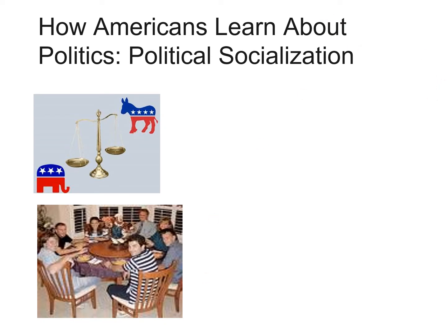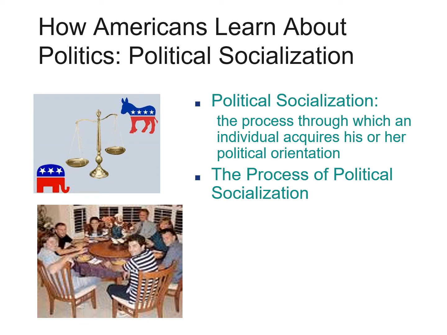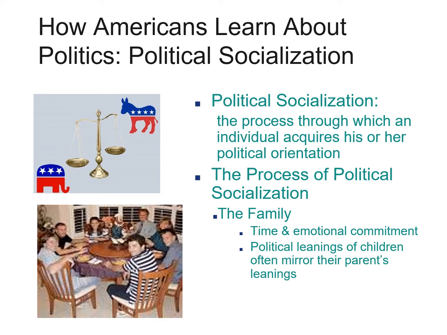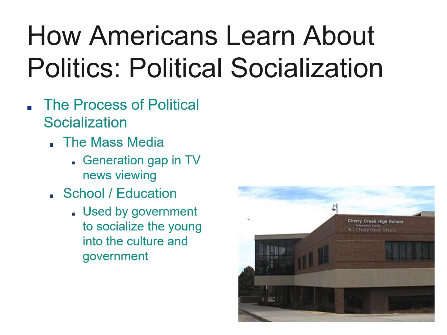So how do Americans learn about politics? Political socialization is the process through which an individual acquires his or her political orientation, and the process of political socialization includes the family, time and emotional commitment. Political leanings of children often mirror their parents'. And the process of political socialization is influenced by mass media, the generation gap in TV news viewing, and from school, and is used by government to socialize the young into the culture and government.